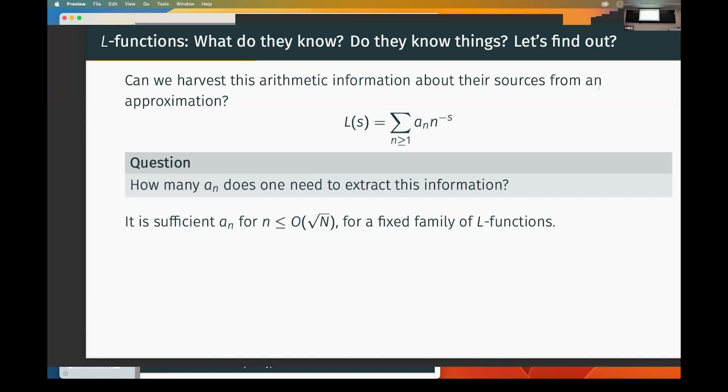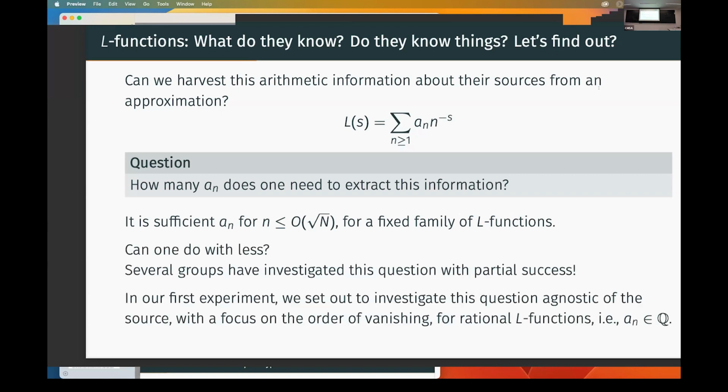Now, heuristically, we do not believe that's the case. We believe that many things can be deduced with much less. Many people have tried to do this before. They have tried to guess certain invariants about L functions, but usually they focus on a certain class of L functions. And the question is, do you really need to focus on a certain class of L functions? Or should we look at L functions as complex functions with certain properties, and ask what you can guess about them by just using a nice, small approximation? So that's where we went with our first experiment.